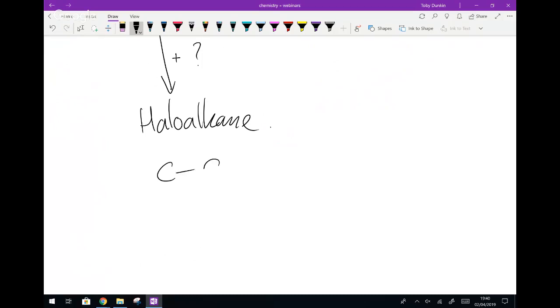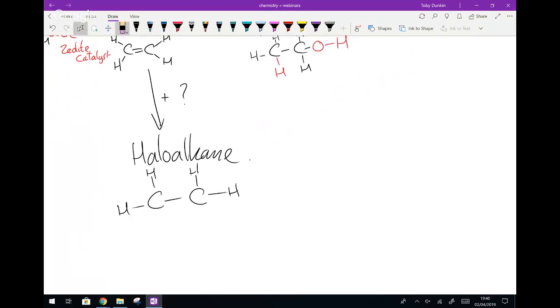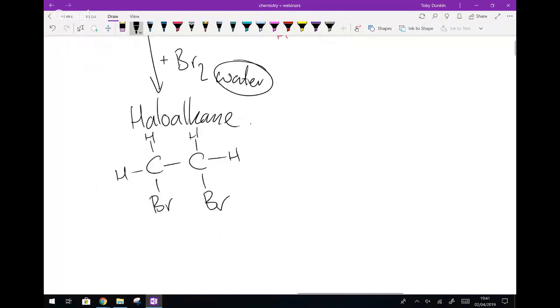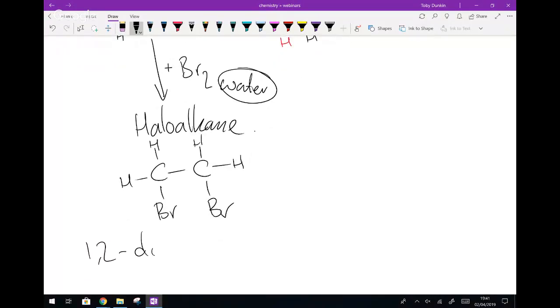And as a haloalkane, when you react an alkene with a halogen, such as bromine, in an addition reaction, so I can now add Br2, bromine water, which is orange, I will end up with this. Dibromo, those A-level students, 1,2-dibromo.